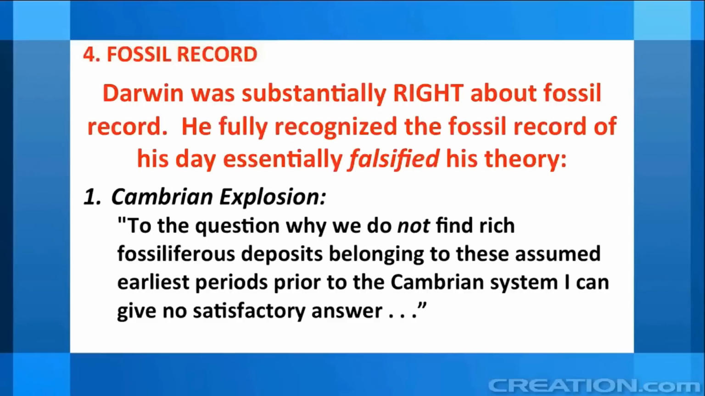So he says that in three places. The first one is he acknowledges the importance of the Cambrian explosion. He says, "To question why we do not find rich fossiliferous deposits belonging to these assumed earlier periods before the Cambrian, I can give no satisfactory answer."